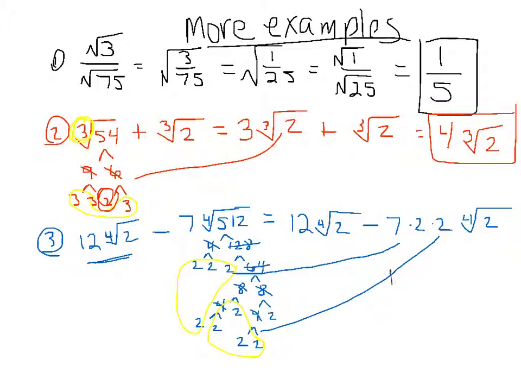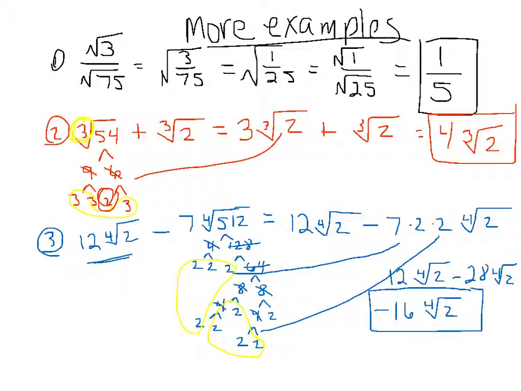So we have 12 4th roots of 2 minus 7 times 2 is 14 times 2 is 28, minus 28 4th roots of 2. 12 minus 28 would be negative 16 4th roots of 2. And that would be your final answer.